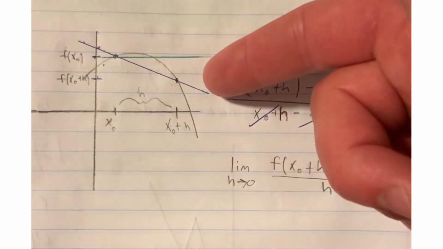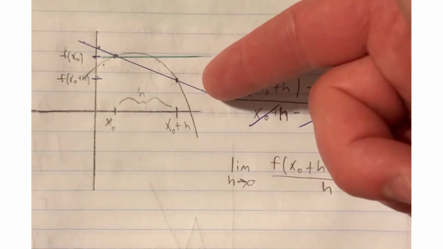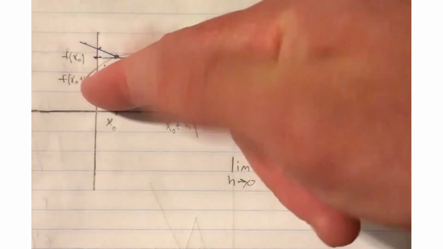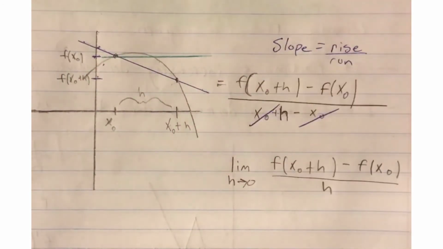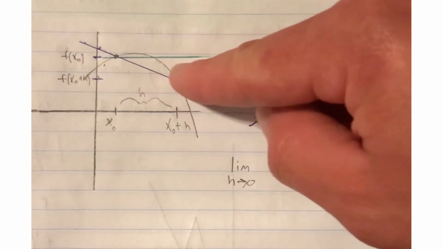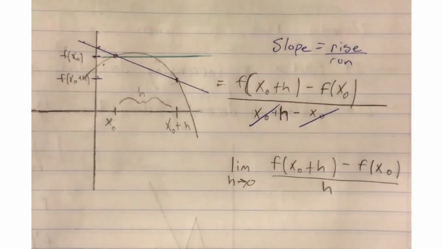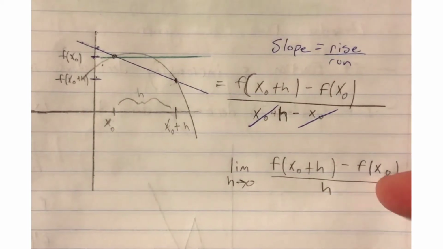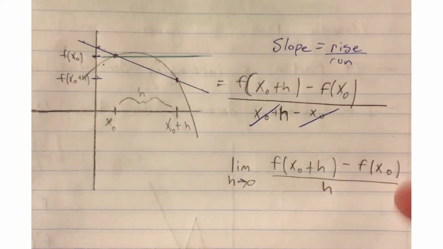We can get 2 points to get a secant line to see roughly what the derivative of this curve would be, but the just straight derivative of a point would be closer to this green line. So the graph will give us the equation that we're looking for.